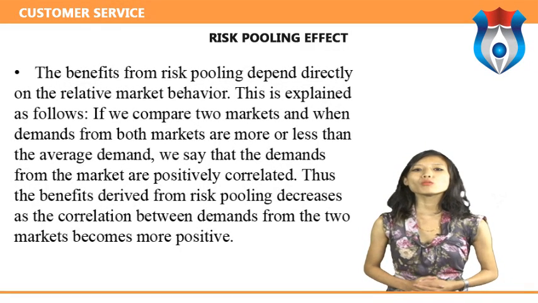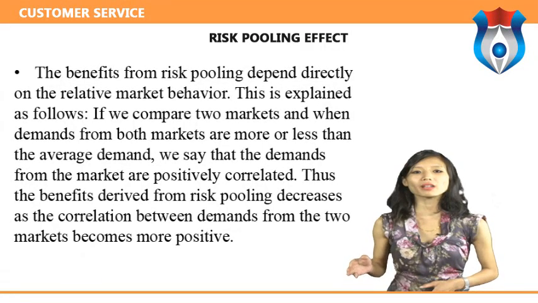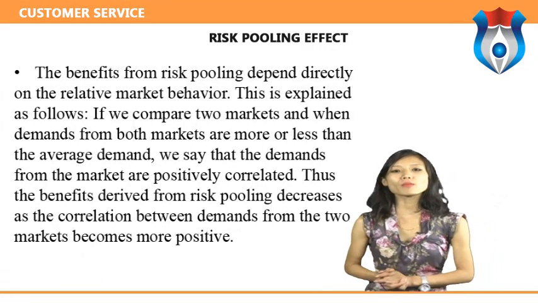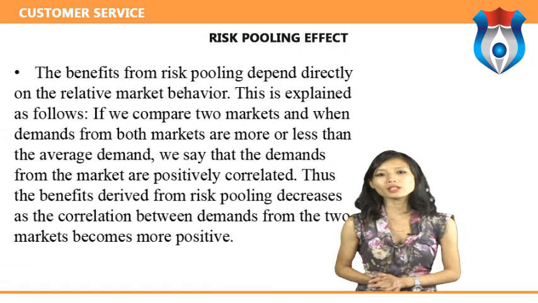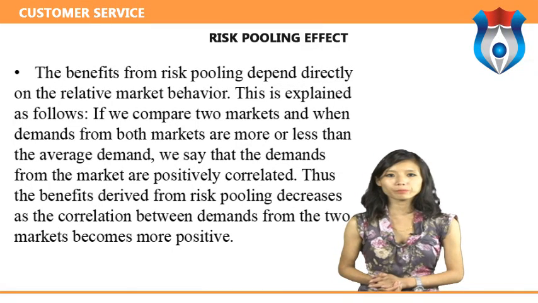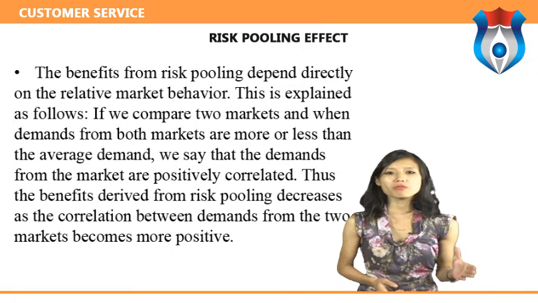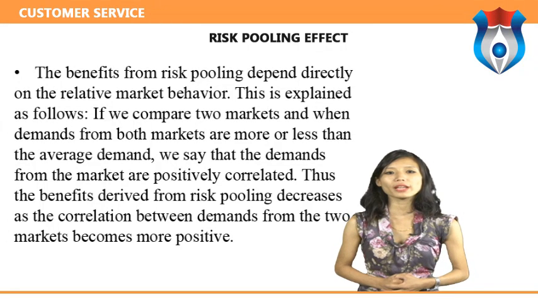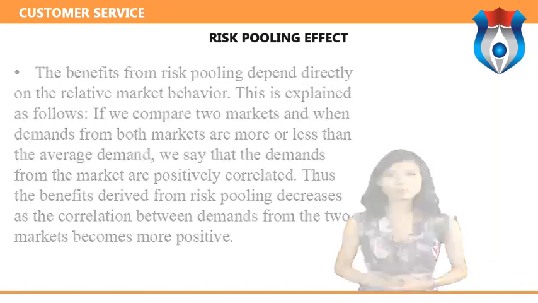If we compare two markets and when demands from both markets are more or less than the average demands, we say that the demands from the markets are positively correlated. Thus, the benefits derived from risk pooling decrease as the correlation between demands from the two markets becomes more positive.